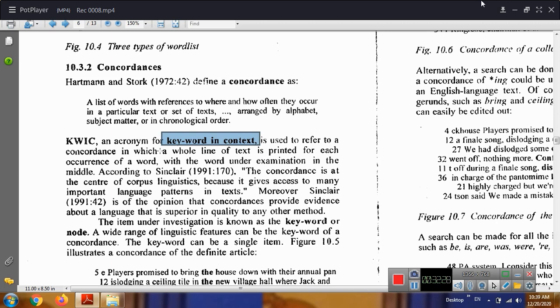According to Sinclair, the concordance is at the center of corpus linguistics because it gives access to many important language patterns in text. Moreover, Sinclair is of the opinion that concordances provide evidence about a language that is superior in quality to any other method. The item under investigation is known as the keyword or node. A wide range of linguistic features can be the keyword of a concordance. The keyword can be a single item.